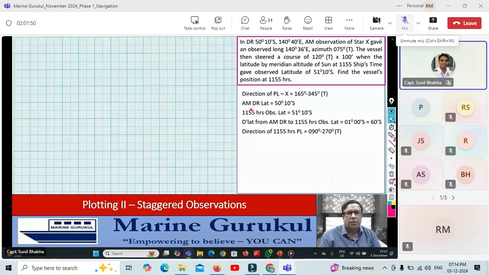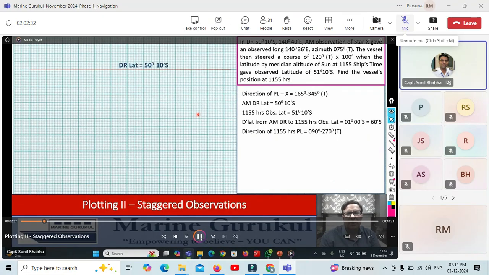Now, the morning DR lat is 50 degrees 10 minutes south. At 11:55, if you see the question, it has been solved by latitude by meridian altitude. So the observed lat is 51 degrees 10 minutes south, and we know that the direction of the PL in this case shall be east-west. So now we have D lat from DR lat to 11:55 observed lat, and the D lat is 60 minutes south. Direction of 11:55 PL, I've already said it's latitude by meridian altitude, so it's east-west. Now with this inference drawn out of the question, let's get going with the plotting first.